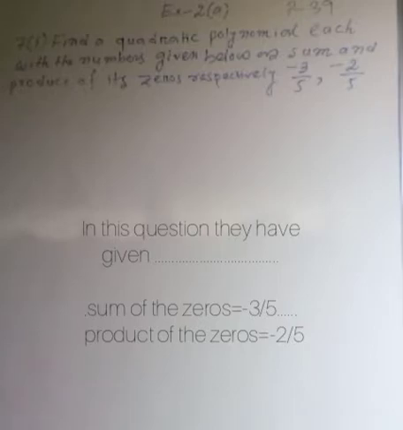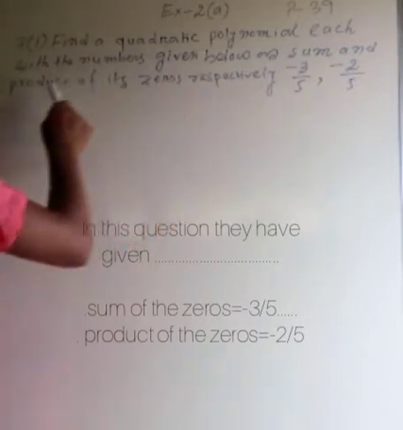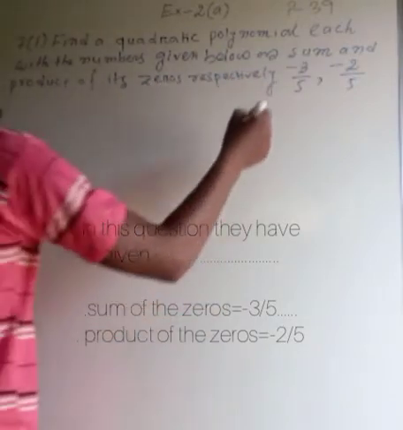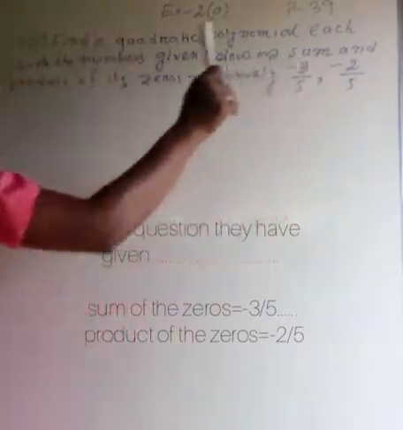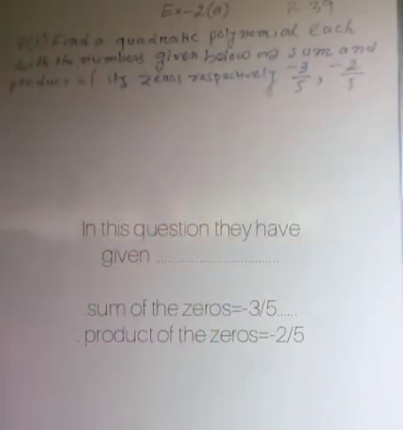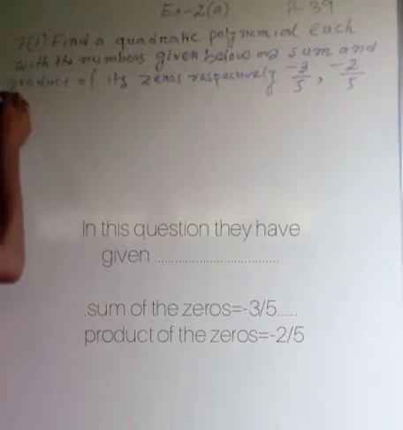From this question, first of all we have to understand one thing, what they have given. They have given the sum and product of its zeros. It means the sum of the zeros given is minus 3 by 5 and the product of the zeros is given minus 2 by 5. Now we have to understand what is the sum of the zeros, what is the product of the zeros. So let's start the solution.